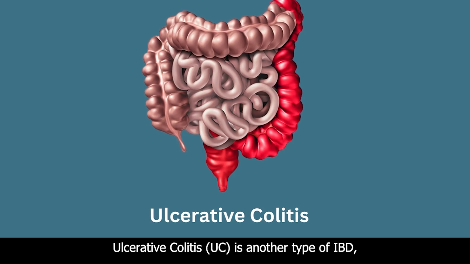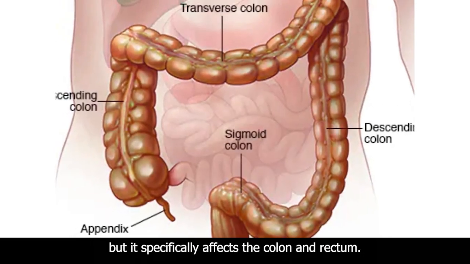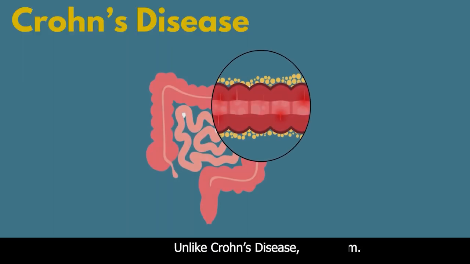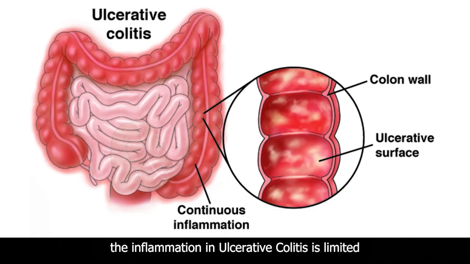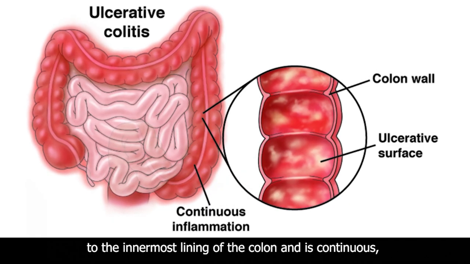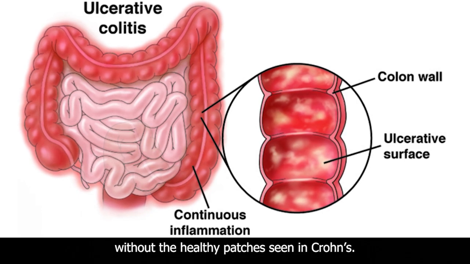Ulcerative colitis, UC, is another type of IBD, but it specifically affects the colon and rectum. Unlike Crohn's disease, the inflammation in ulcerative colitis is limited to the innermost lining of the colon and is continuous, without the healthy patches seen in Crohn's.